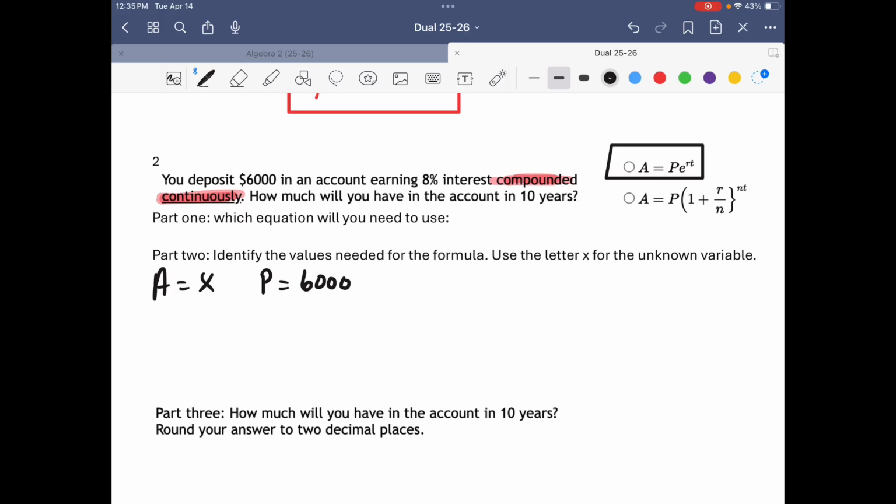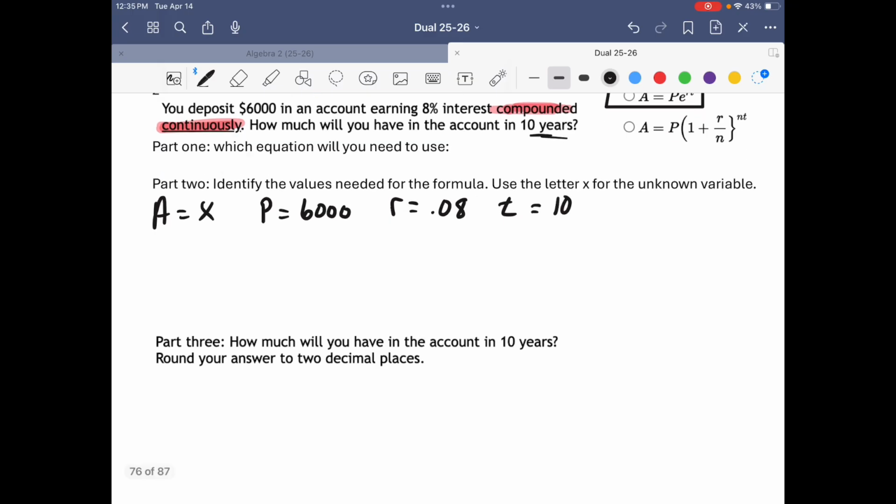And then E, you leave E alone, okay? E, remember, E is a number on Desmos. It's 2.71 dot dot that goes on forever, okay? R is the interest rate. And it's 8%, but divide by 100 and move 2 to the left, that would be 0.08. And then you have T. Time in years, 10 years.